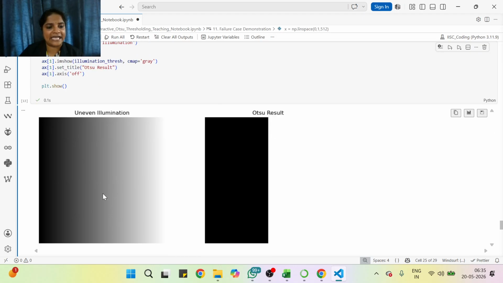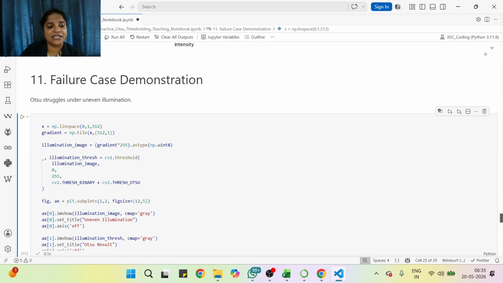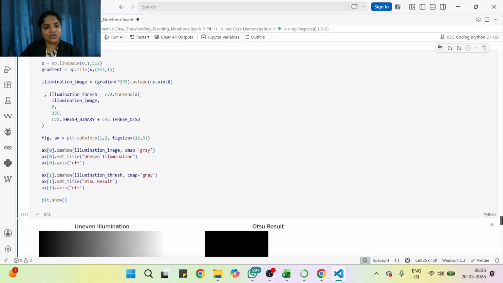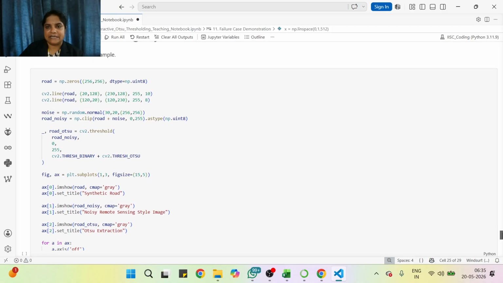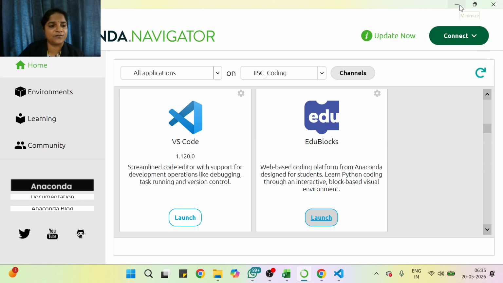I have shown you one example. I have taken this particular image as my input. This image is called uneven illumination. When I apply Otsu's thresholding on this image, this is my result. As you can very clearly see, there is no output and Otsu's thresholding has failed. So if the image has uneven illumination, then we cannot apply Otsu's thresholding to it. Hope this simulation gave you a clear understanding of the concept of Otsu's thresholding.